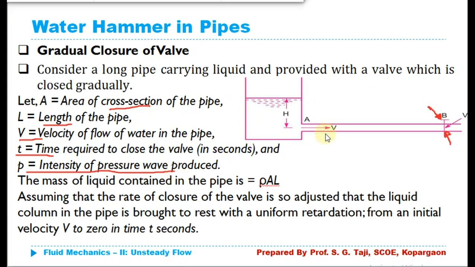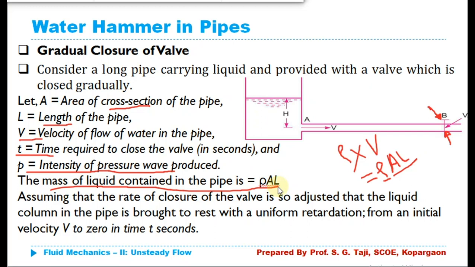Now the mass enclosed in this particular pipe section will be given by the density multiplied by the volume of the liquid. Here the volume is given by area multiplied by length of pipe. Obviously this density has a unit of kg per meter cube. If I multiply it with volume, kg per meter cube multiplied by meter cube will give me the kg. So the mass of liquid contained in the pipe is rho A L.